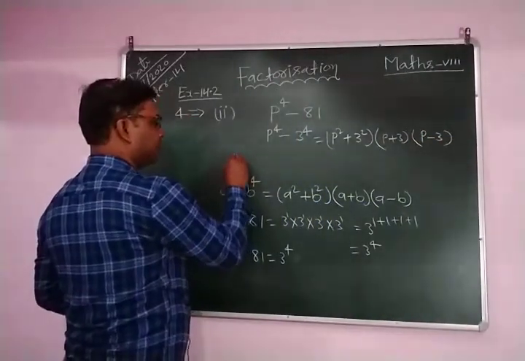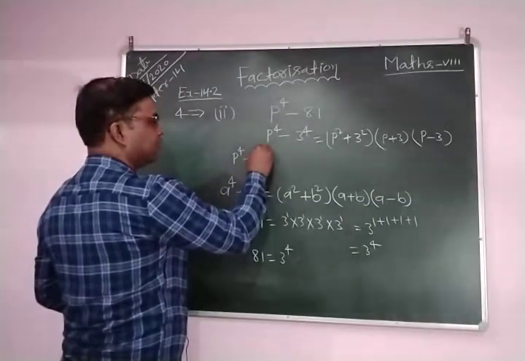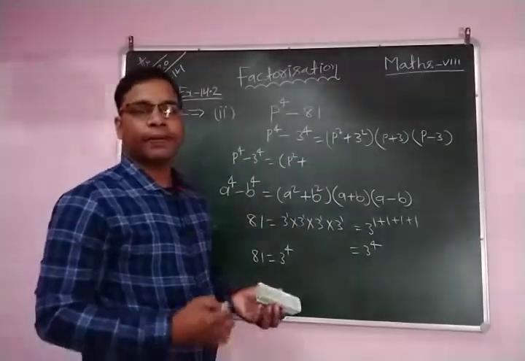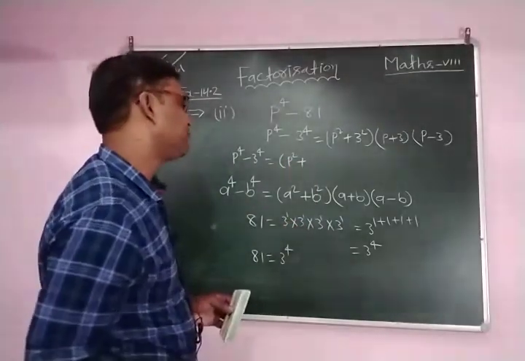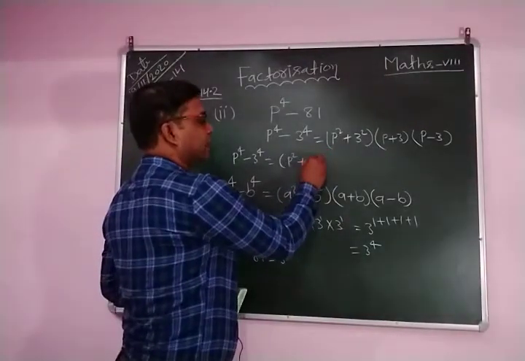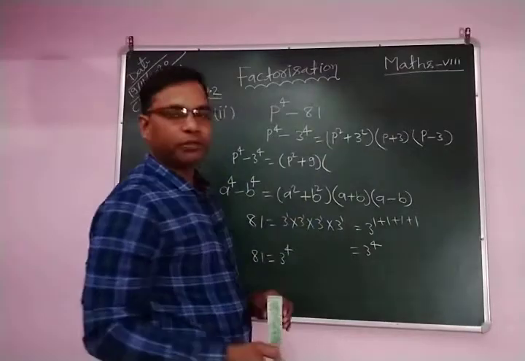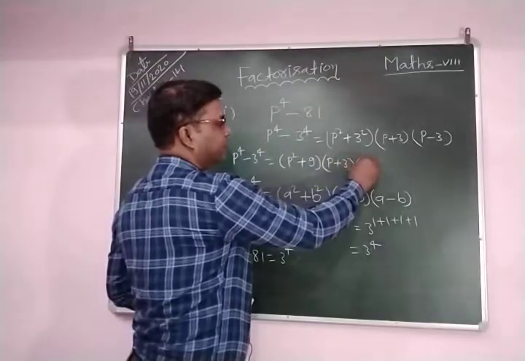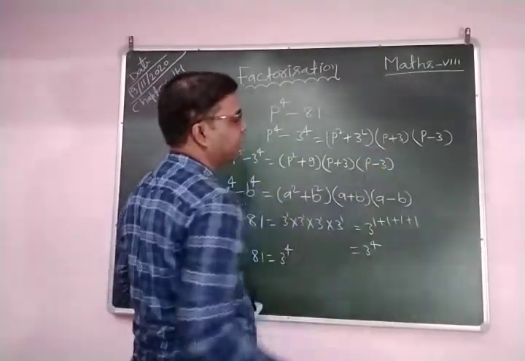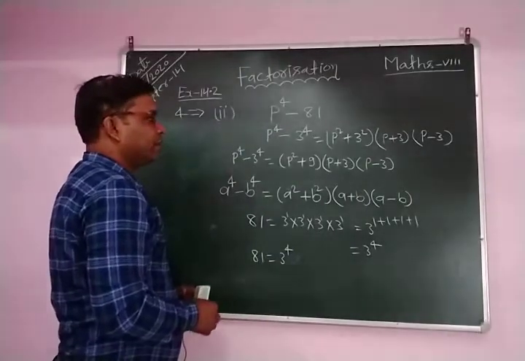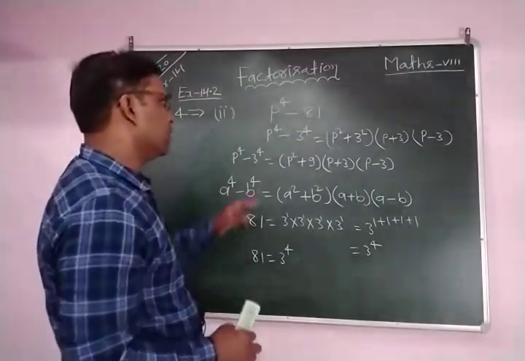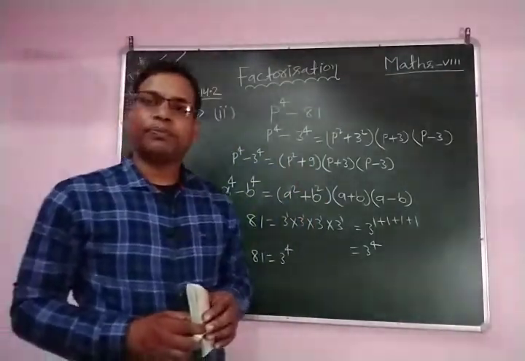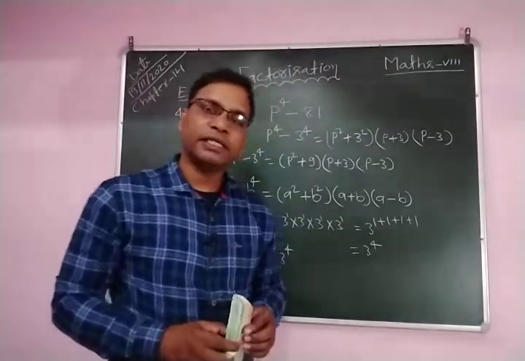Clear? So you can write p power 4 minus 3 power 4 is equal to p square as it is, but 3 square is 3 into 3, which is equal to 9, and the next bracket p plus 3 as it is, into p minus 3. So here you can see we find the factors of p power 4 minus 81. This is equal to p square plus 9 into p plus 3 into p minus 3.